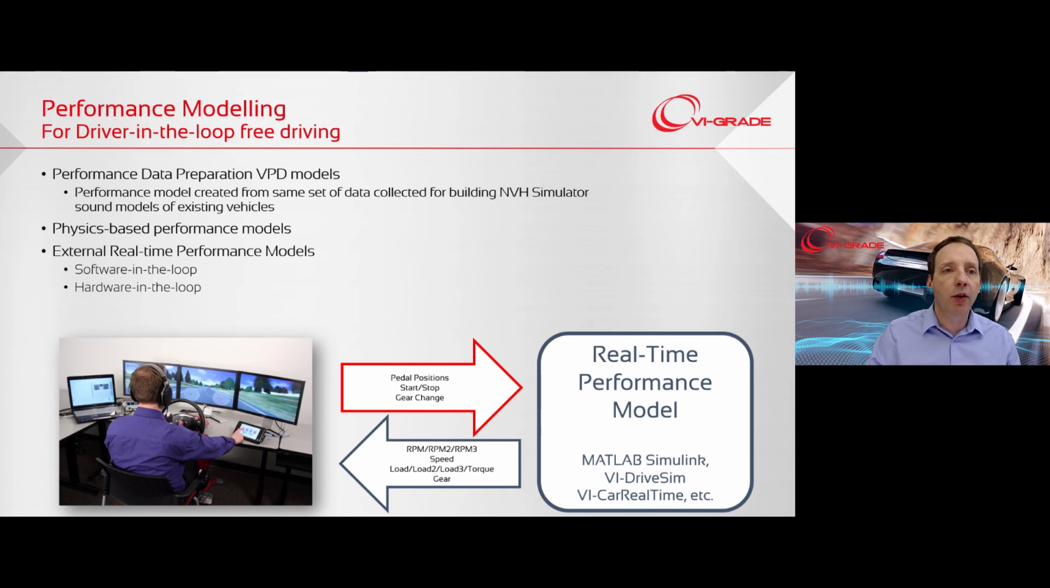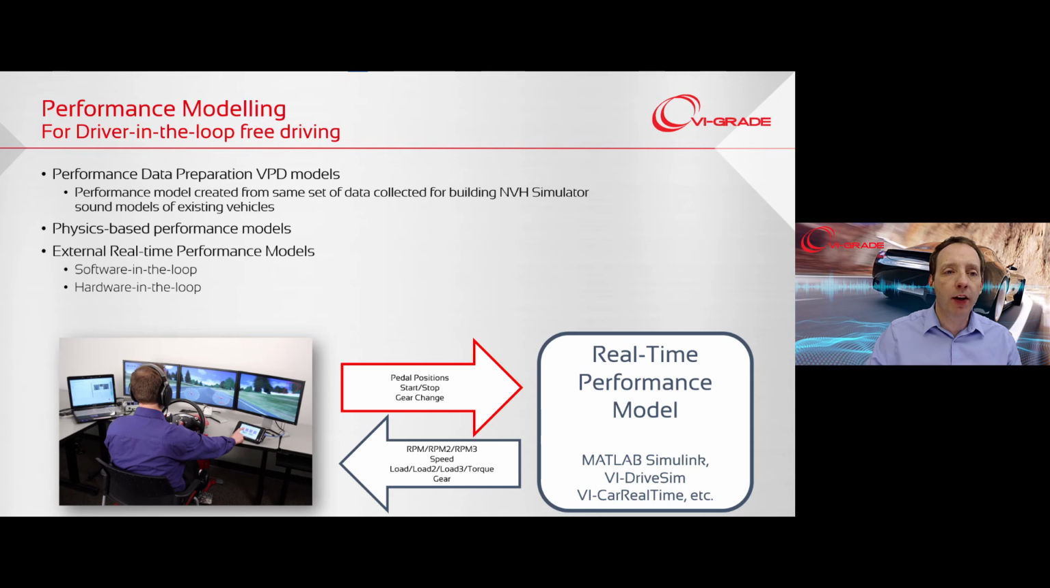Vehicle performance models can be created from on-road measurements, building an empirical model based on how a measured car actually performs. The NVH simulator performance data preparation software typically uses the same data measured for building an NVH simulator sound and vibration model from experimental data, so no additional measurements are required when benchmarking a vehicle or building a model from on-road test data. There are various ways to build physics-based performance models. Within the NVH simulator, there is a basic physics-based performance model calculator which creates a performance model from basic vehicle parameters.